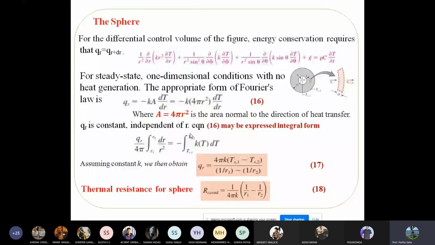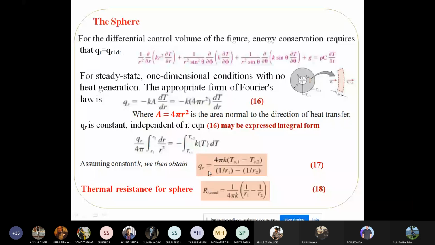Now let us look into the spheres. What happens when the heat loss occurs? One-dimensional heat transfer happens with spheres, which have inner radius R1 and outside radius R2, and heat is getting transferred in the radial direction, right? So again, you can write this equation Q_r = -kA dT/dr. But here the area will be, instead of 2 pi r L, 4 pi r squared because it's a sphere, right? So 4 pi r squared is the area normal to the direction of heat transfer.